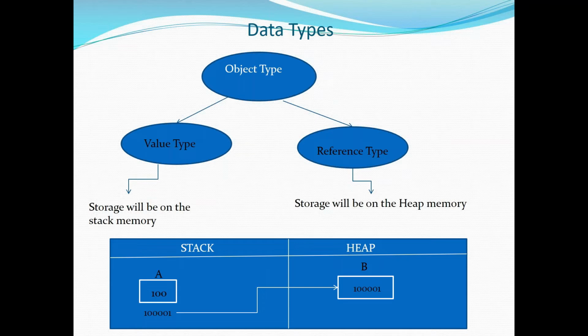Internally, it is divided into two categories: value type and reference type. When I talk about value type, the storage is going to be on the stack. When it comes to reference type, it is going to be on the heap. A reference type variable doesn't contain any data, right?